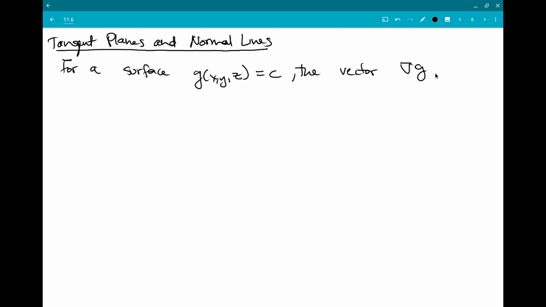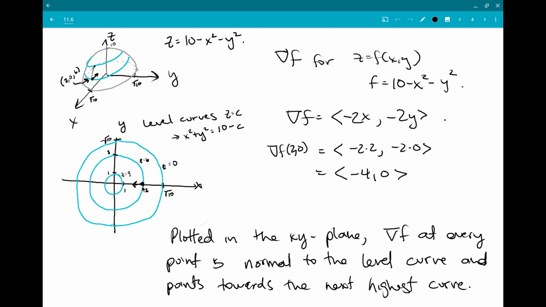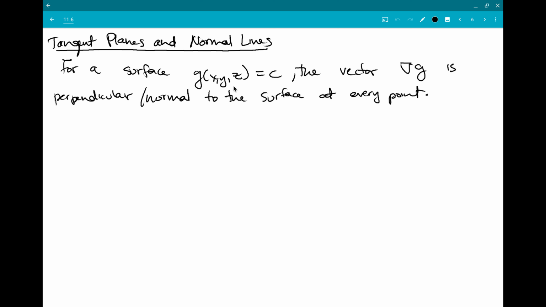But if we have a surface g of x, y, z, the vector grad g is going to be perpendicular, normal, to the surface at every point. Just like it was perpendicular to level curves, it should be perpendicular to this level surface, g equal to a constant number. It's not going to be perpendicular to any random g of x, y, z. It's only perpendicular to ones that are set equal to constants.